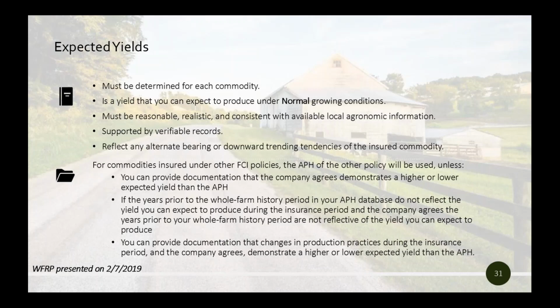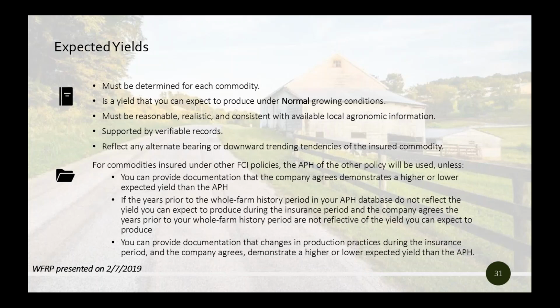So you may have gone from conventional farming to no-till or reduced till or something like that, and you saw the benefits of that, and increased production has been reflected in your history. So there's all kinds of different things. Every farm is unique. There's not one solution for everybody, so that's why you need to discuss it with your agent and keep them informed.